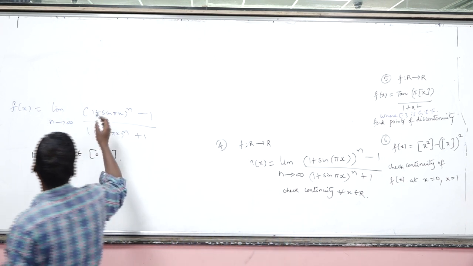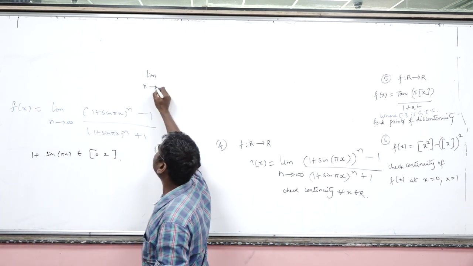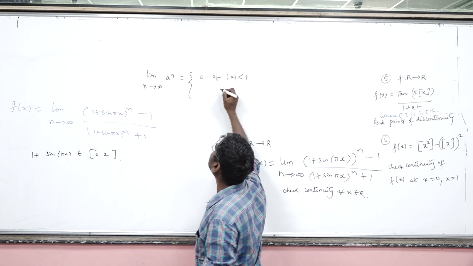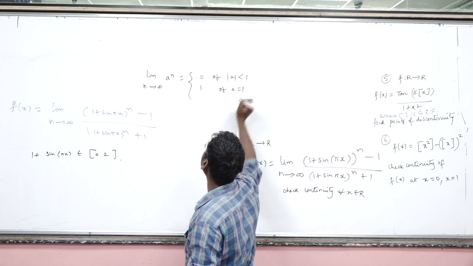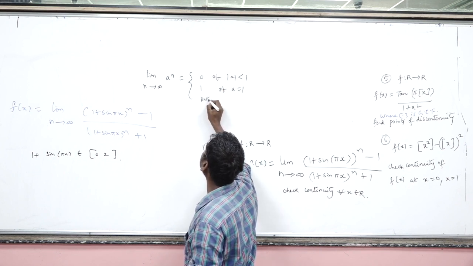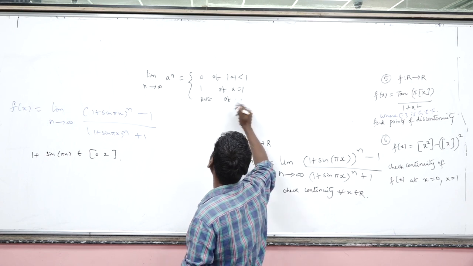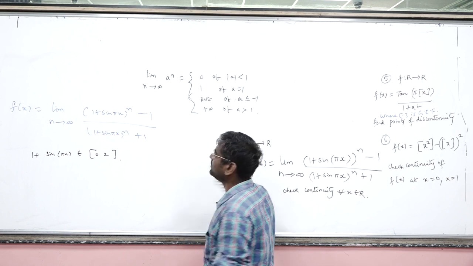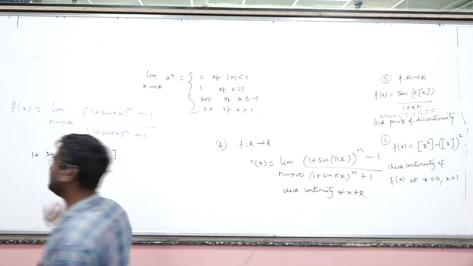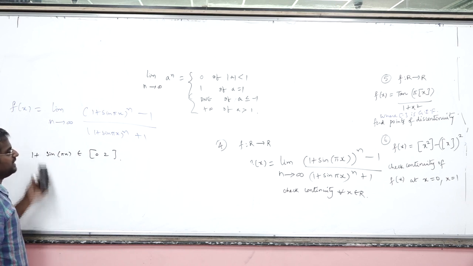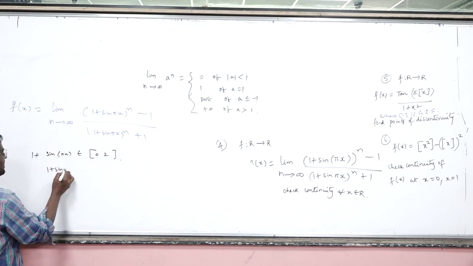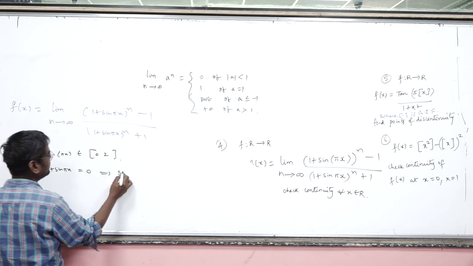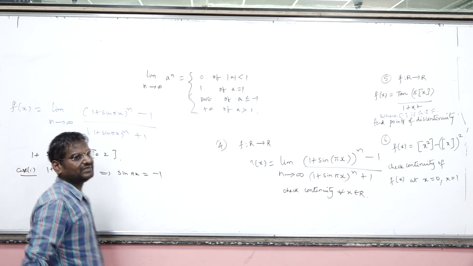So again, let us go back to our standard limit: n tends to infinity, a power n, that is 0 if mod a is less than 1, 1 if a is 1, does not exist if a is less than or equal to minus 1, and plus infinity if a is greater than 1. So we try to use the same concept here, something power n, a power n. We are focusing on that a. Therefore we will take cases. Case 1 is when this fellow is exactly equal to 0. That means sin pi x equal to minus 1.